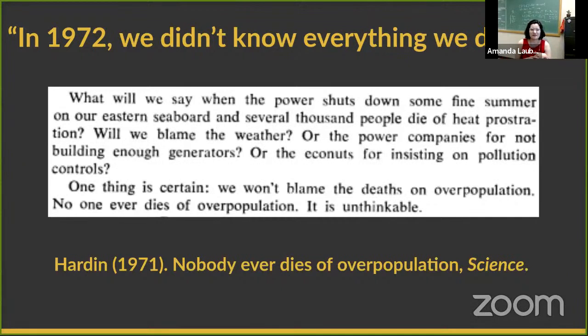So just the fact that these talking points that the author is discussing in 1971 are the same talking points that we're talking about in 2021.